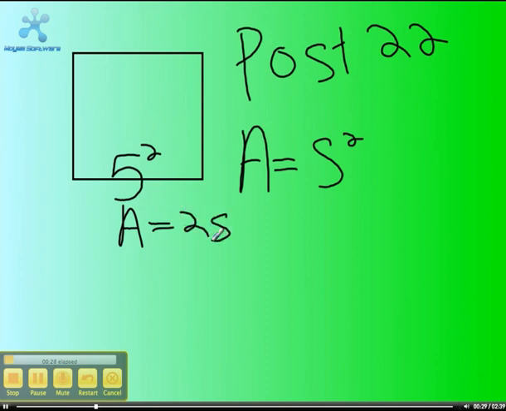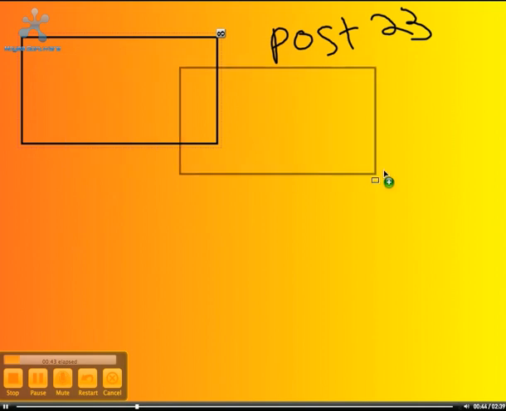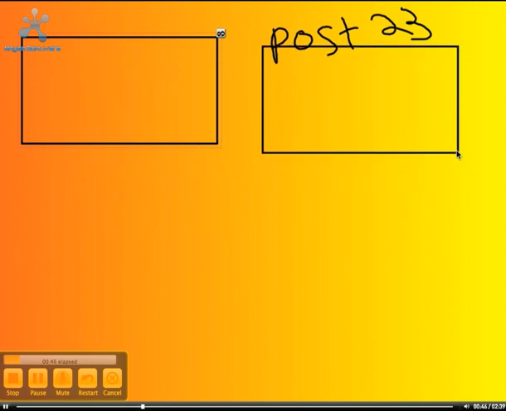as shown. Our next postulate would be postulate 23, and this postulate states that if two polygons are congruent, then they will have the same area. So when we duplicate the rectangles, they're the same polygon, so they have the same area.